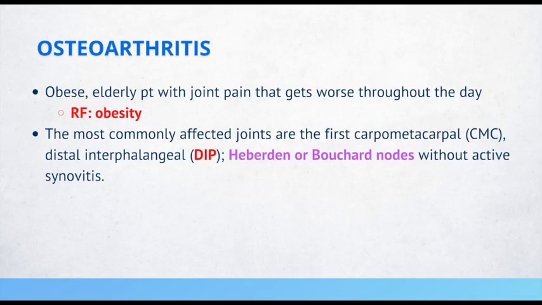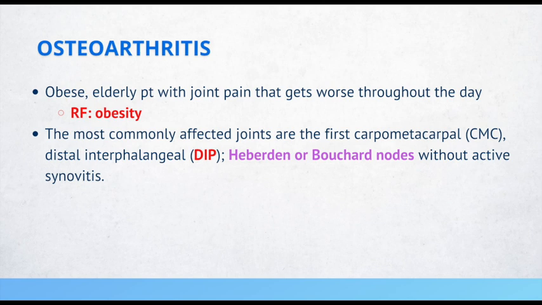Osteoarthritis. A major risk factor for this condition is obesity. Patients typically present with joint pain that gets worse throughout the day. The most commonly affected joints are the first carpometacarpal joints, as well as the distal interphalangeal joints. Patients may even have Heberden or Bouchard nodes without active synovitis.